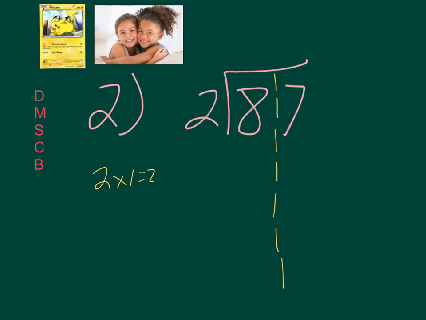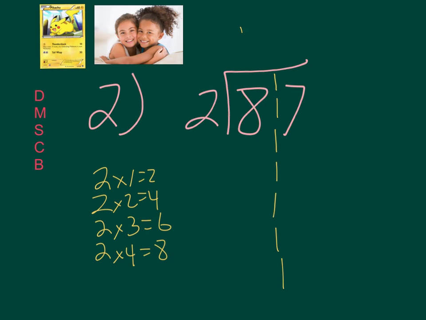2 times 1 is 2, 2 times 2 is 4. 2 times 3 is 6. 2 times 4 is 8. Hey, I landed right on 8. So that would be 4 2s.